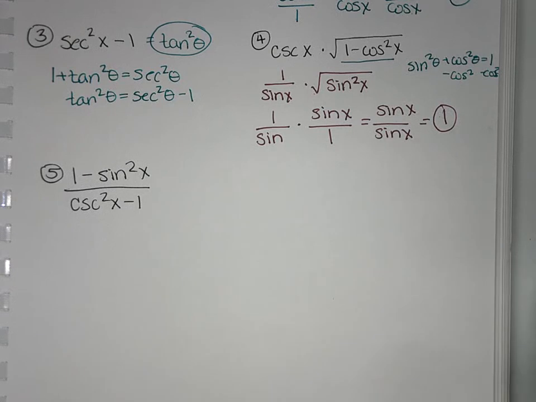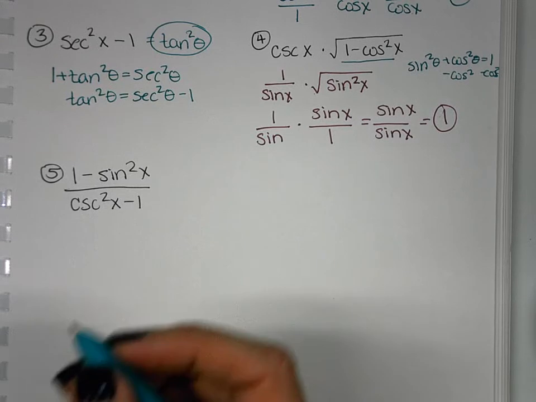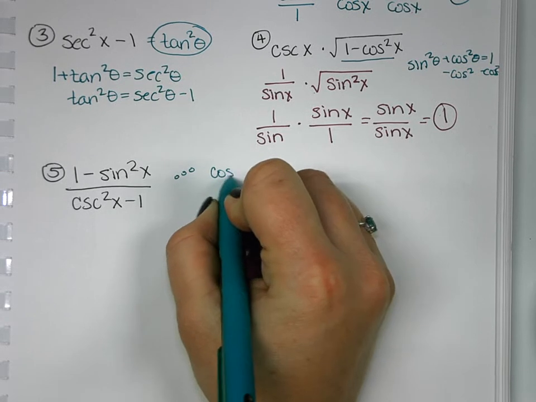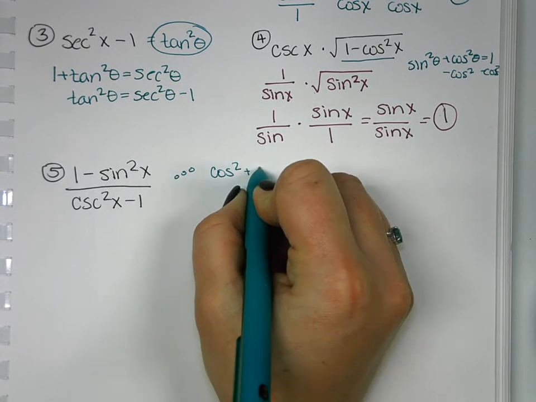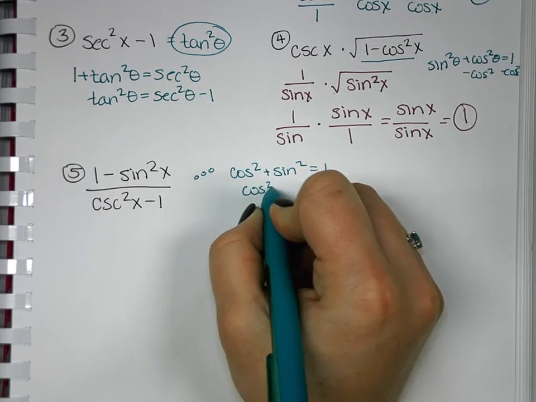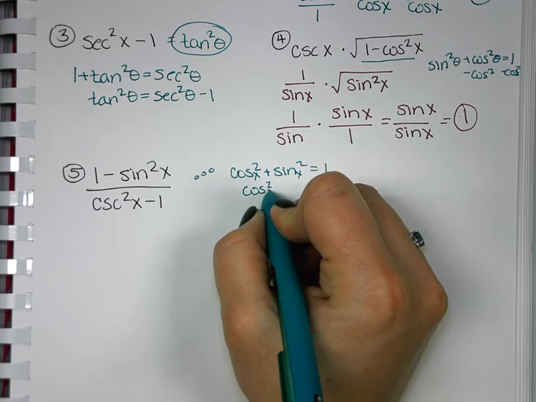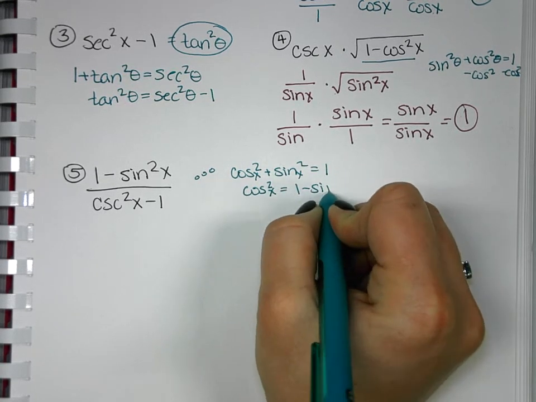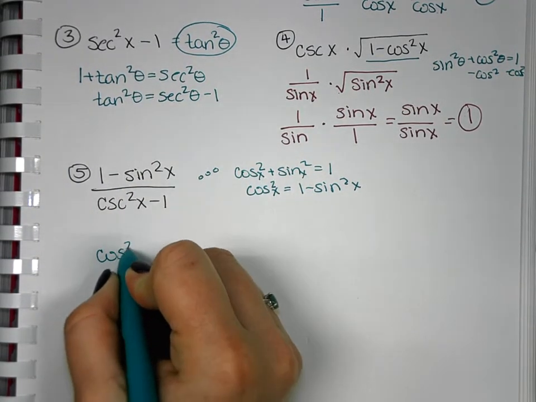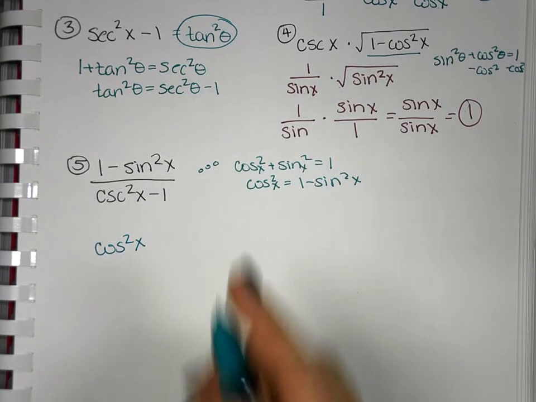So when I'm looking at this, I notice I have a sine squared and a cosecant squared. Well, I have some identities with sine squared as well as cosecant squared. So I'm going to think cosine squared plus sine squared equals 1. If I solve for cosine, so I forgot my x's, then I'll get 1 minus sine squared x, which is what I have here. So that means on top I'm going to have a cosine squared x.